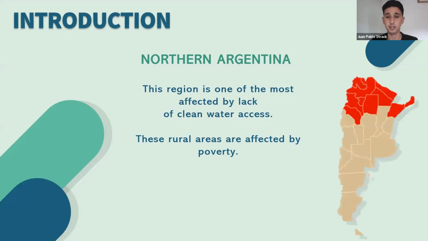As we said, we focus the study of the problem in northern Argentina, where there are many rural areas and many rural schools, and we study how the lack of water access affects education in these areas. This region is one of the most affected by lack of clean water access and by poverty, according to the poverty rates in our country.